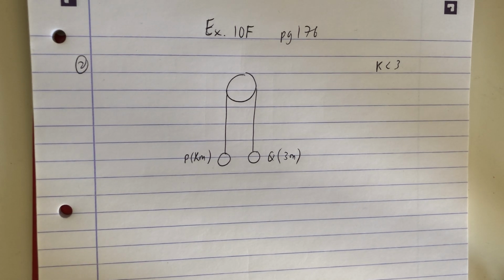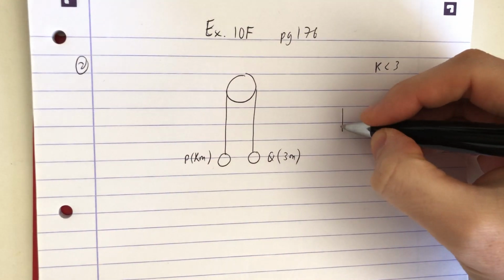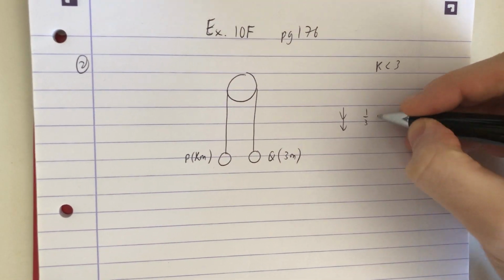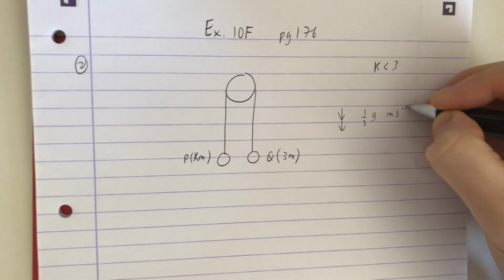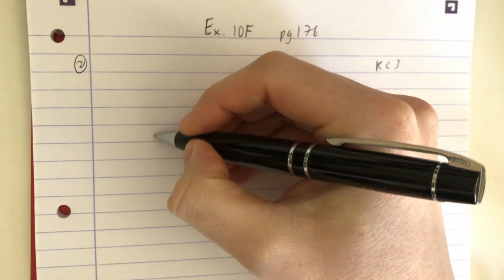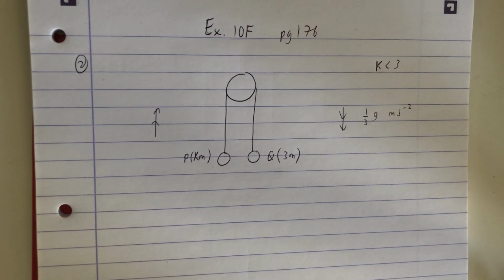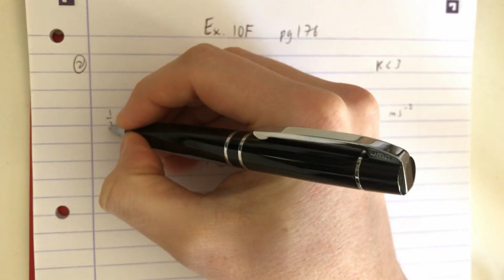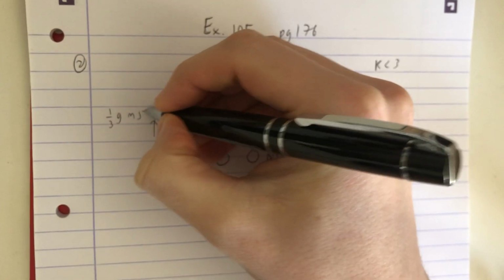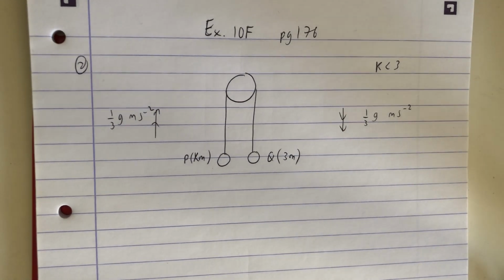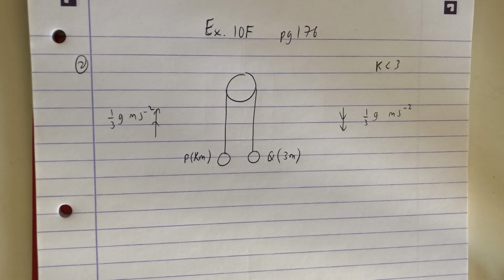The system is released from rest. After release, Q descends with acceleration 1/3 g, so 1/3 g meters per second squared, and P would go up with 1/3 g meters per second squared. Calculate the tension in the string as Q descends.